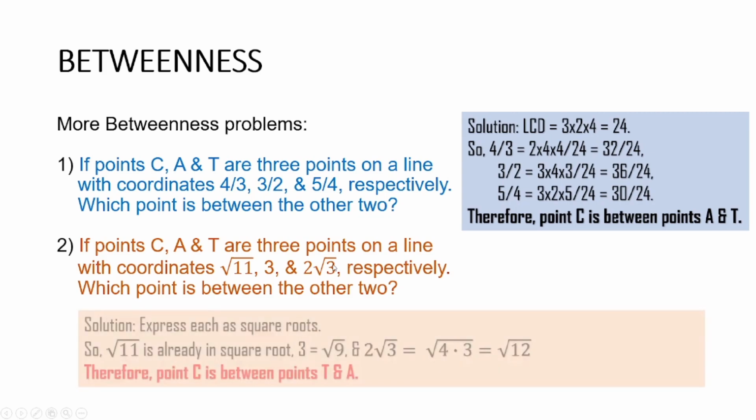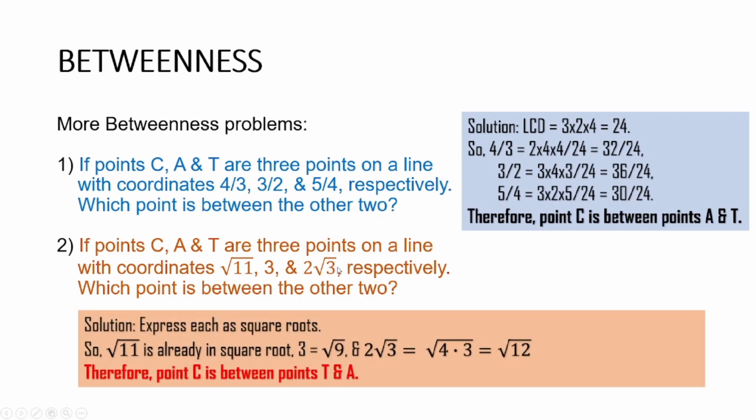Now for the other one, again, we will just convert everything into its radical form. So square root of 11 is already radical. 3, so the radical here is square root. So 3 must be squared. So you get square root of 9. No? 3 squared is 9. So 3 is square root of 9.